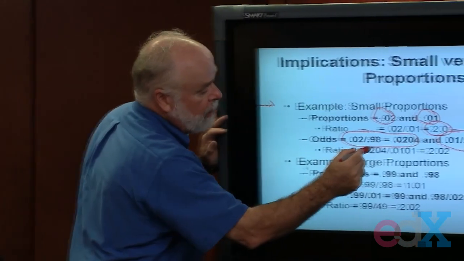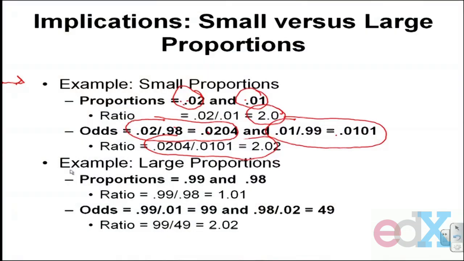So if I come along and report how much more common the outcome is in one population than the other, not by dividing their proportions, but by dividing the odds that I get from those proportions, I'm going to divide 0.0204 by 0.0101. I get an odds ratio of 2.02. And that's not much different than the proportion ratio I had of 2.0.